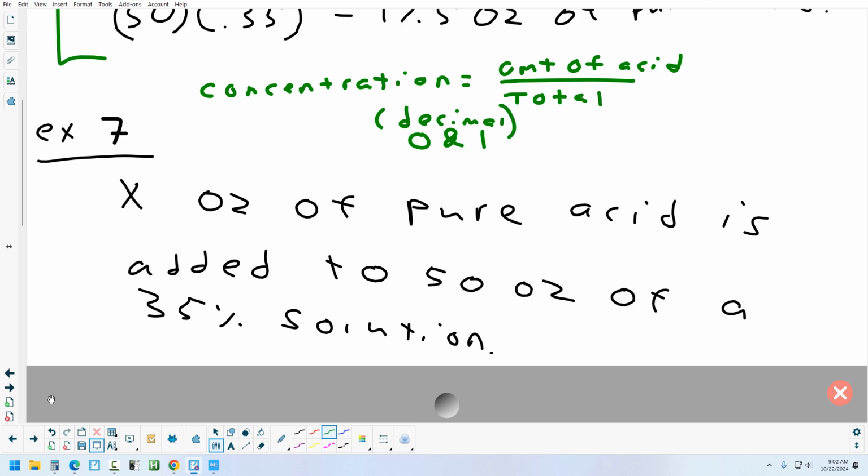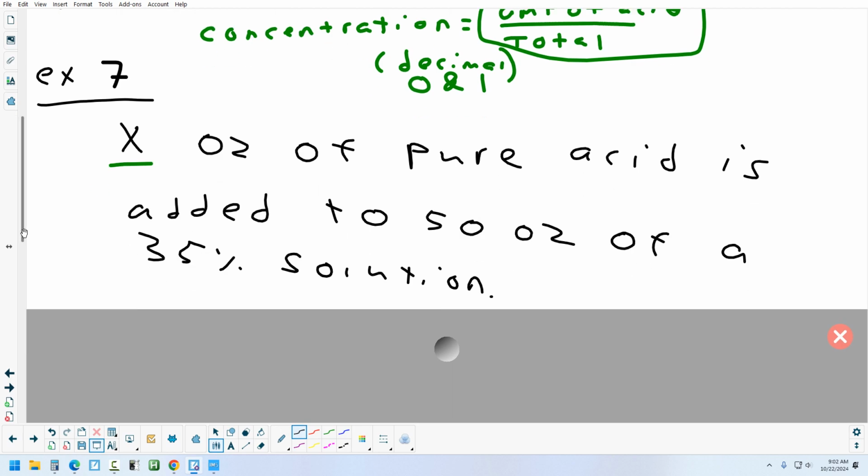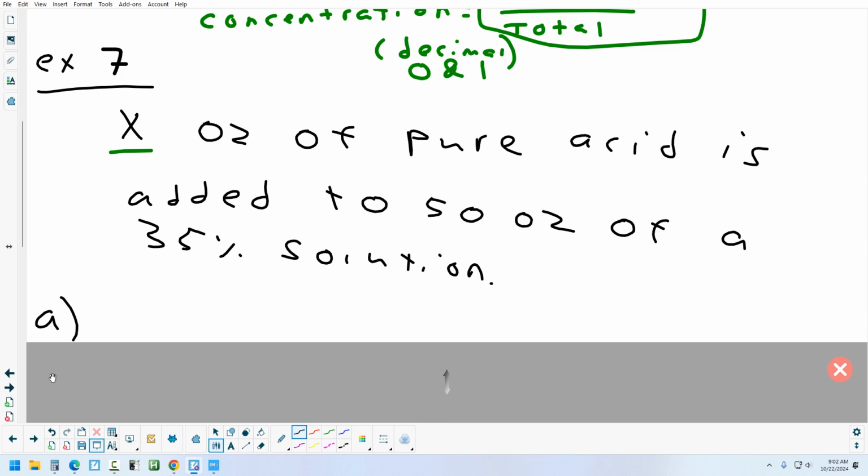So to find a formula for the concentration, we're going to use this. We're going to need a variable because we don't know how much acid we're going to pour in. So the variable that we're going to use is x. That's how much pure acid we're going to pour into the mixture. Okay, so let's see if we can find a formula for the new concentration.